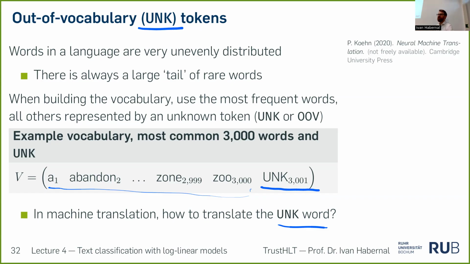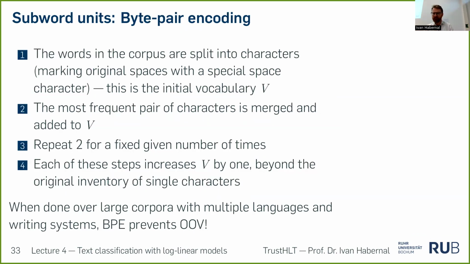But there could be a better solution, because maybe there are some linguistic properties like morphology or tenses in the words which you haven't seen, and you want to translate them as well. So there are better ways to handle unknown words, or actually to get rid of unknown words altogether. And this is not splitting into tokens, but splitting into subword units.